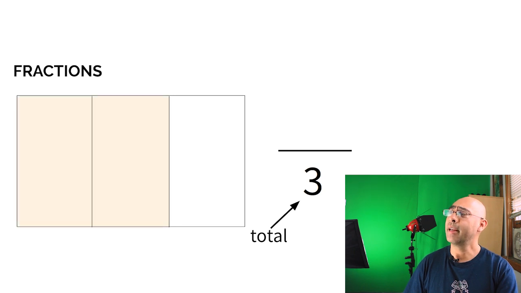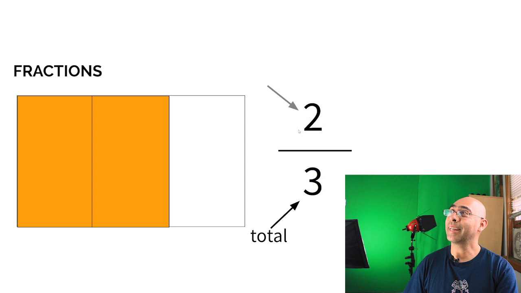Now let's say I shade in 2 of those rectangles. And if I want to figure out the number of shaded regions, I just count. There are 1, 2. So the top number is going to be 2. And again, I'm defining that as the shaded region. If I wanted to define it as the number of unshaded regions, it would be 1 over 3.